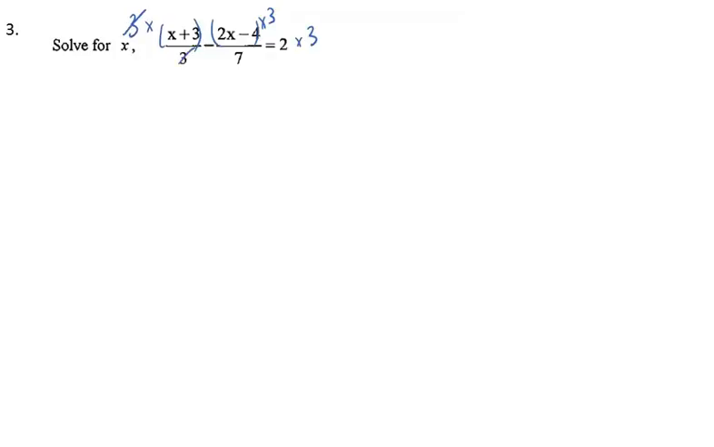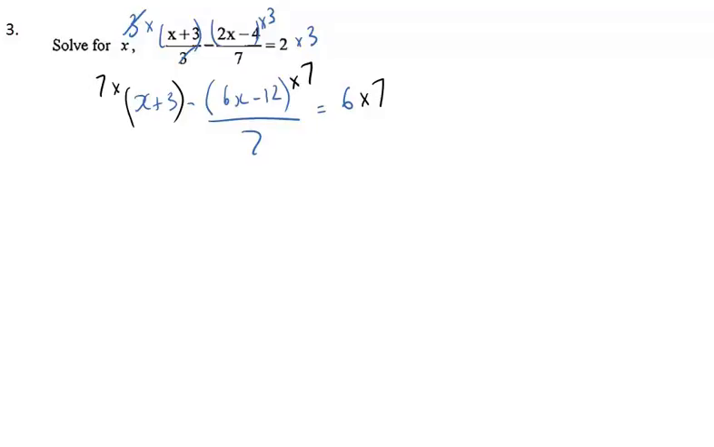This will cancel out, so we get x plus 3. Then we've got here, 2 times 3 is 6, x minus 4 times 3 is 12, on 7, equals 2 times 3 is 6. So now we're doing pretty well. We need to get rid of this 7 on the denominator. So we're going to multiply by 7, and we'll multiply this term here also by 7. So we've multiplied everything by 7.